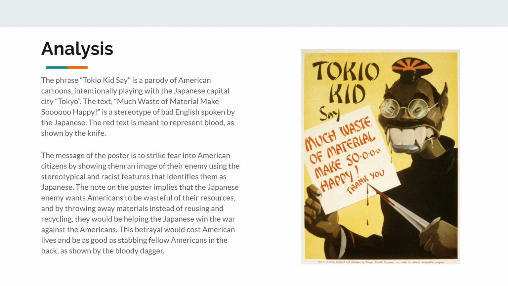The message of this poster is to strike fear into American citizens by showing them an image of their enemy using the stereotypical and racist features that identify them as Japanese. The note on the poster implies that the Japanese enemy wants Americans to be wasteful of their resources, and by throwing away materials instead of reusing and recycling, they would be helping the Japanese win the war against the Americans. This betrayal would cost American lives and be as good as stabbing fellow Americans in the back, as shown by the bloody dagger. And that is the complete analysis.